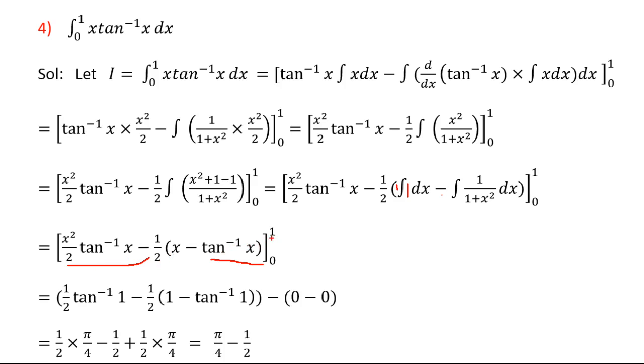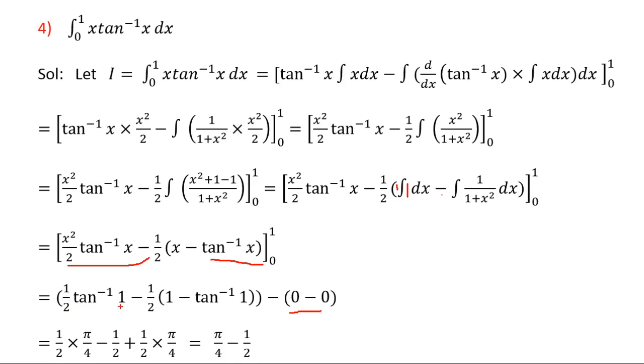So we first put x is equal to 1 everywhere. So 1 upon 2, tan inverse 1, then this minus half, 1, tan inverse 1. So I have used the upper limit. Now give minus sign and put x is equal to 0. So this whole term becomes 0 if we take x is equal to 0. So that's why in the second bracket I have written 0 minus 0.